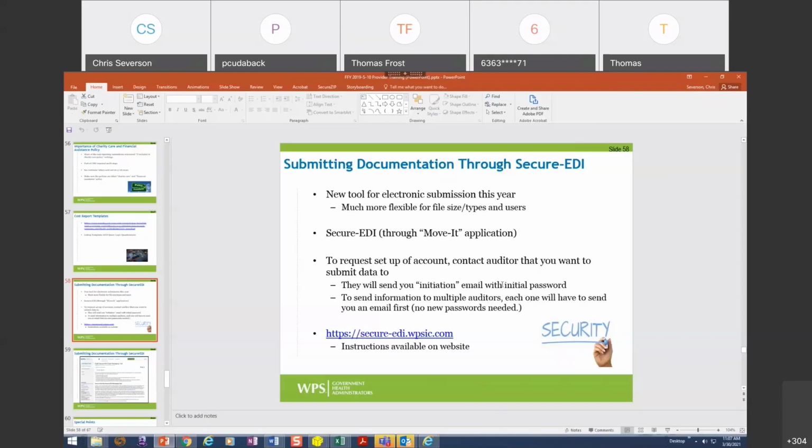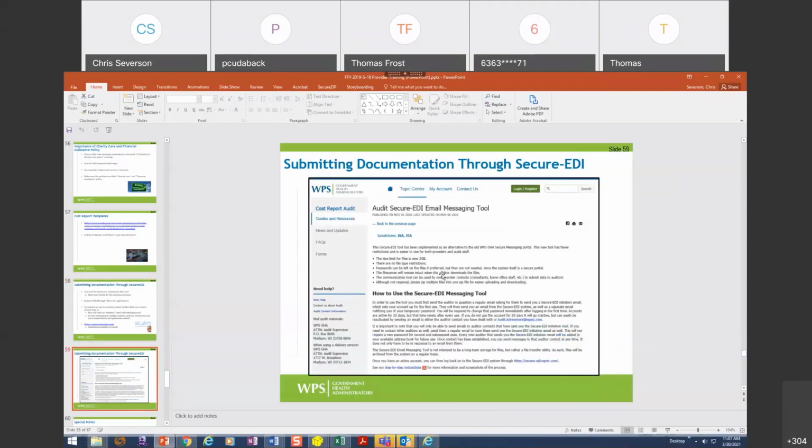They'll send you the email with the initial password. Here is the link to the Secure EDI website. But if you get that initiation email, it'll also include that link, the direct link to your account. There are instructions available on the website, and I'll include that link in the email as well.